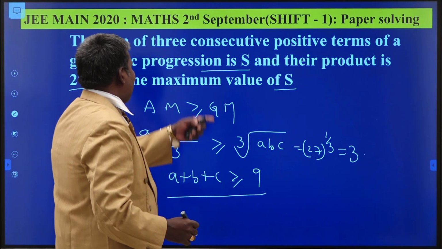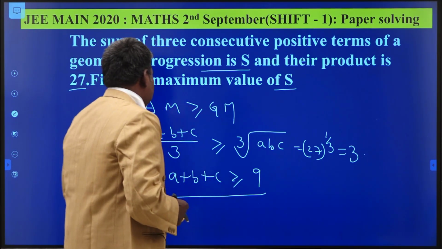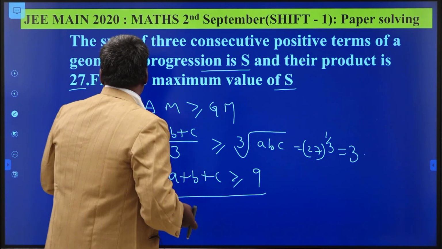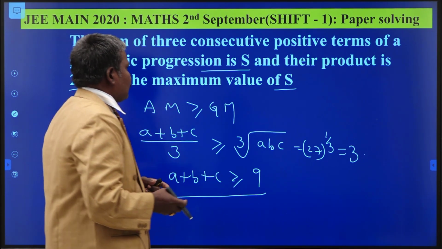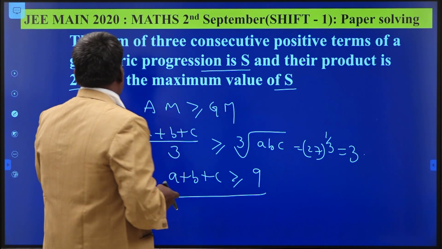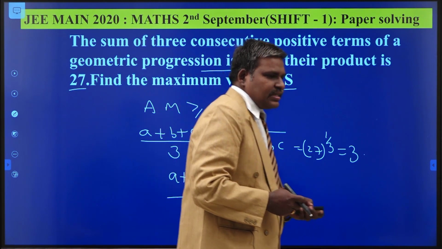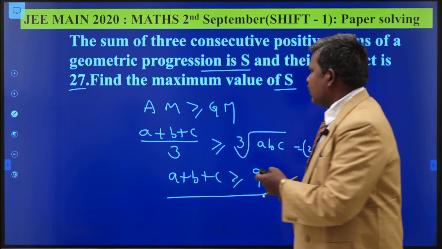So find the maximum value of S, they are asking. So a plus b plus c is 9. So the sum of the three consecutive positive terms of a geometric progression is S, and their product is 27. Find the maximum value of S. The maximum value of S is 9 here. Okay.